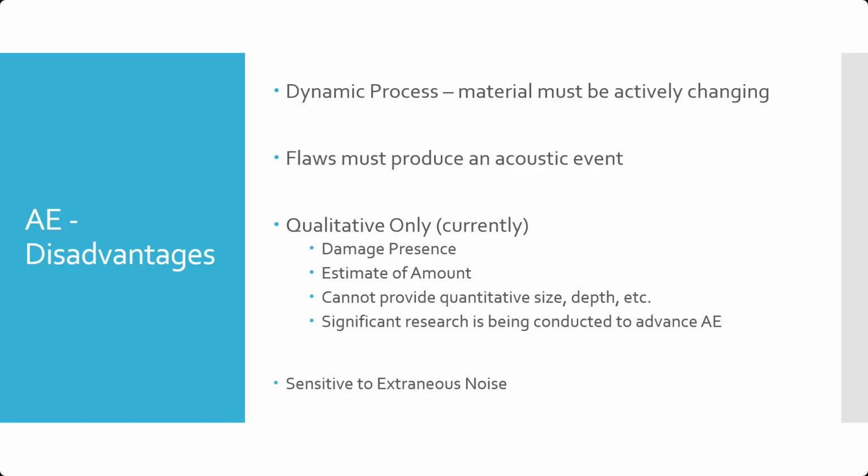Currently, for the most part, although less and less because of research, it's qualitative only. So early on it was, did a flaw occur? But it was very difficult to figure out exactly where it occurred. Now we've gotten a lot better at finding location. We'll talk about location determination further on in the lecture. But what is particularly difficult to figure out oftentimes is the amount of damage that occurred. How deep is the crack? How wide is the crack?